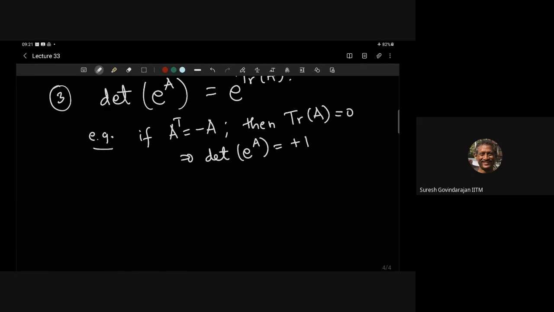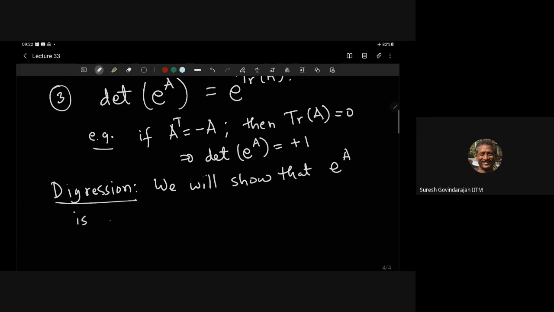Okay. So we will just do a small digression to complete the proof. We will show that e power A is an SO(N) matrix. We need to check, we already checked this thing. So e power A transpose, what is this equal to?